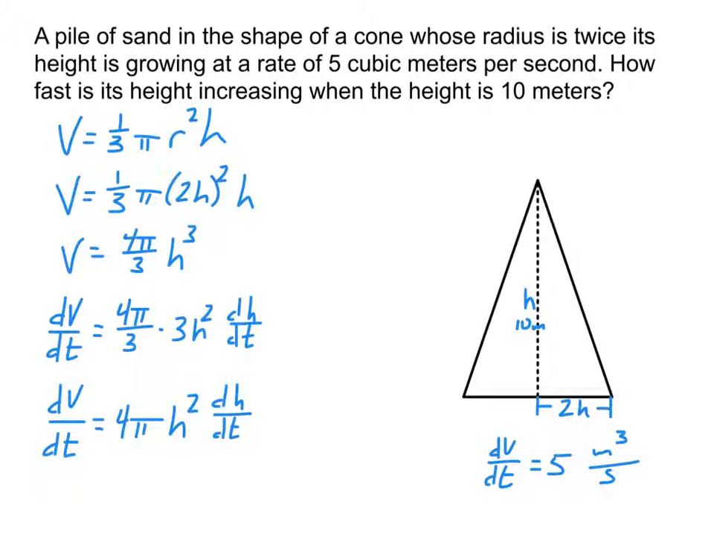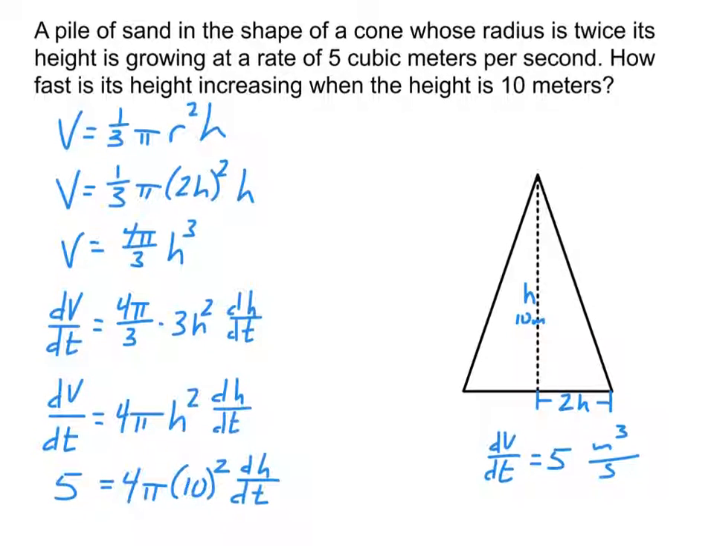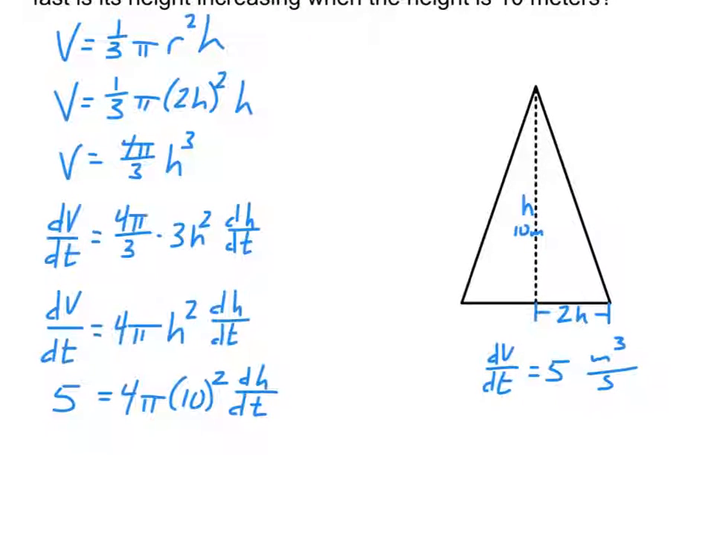And so first thing you got to do, once you have your formula for volume, is find your derivative with respect to time. Right, and then when we work that through, we should be getting an answer of 1 over 80 pi, if we're going to represent it exactly, meters per second.